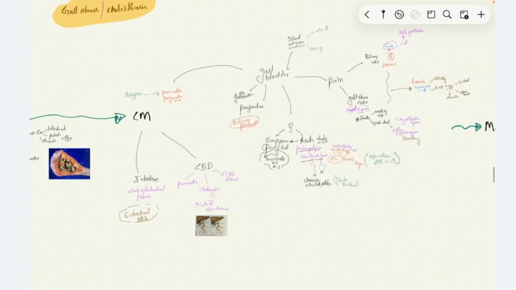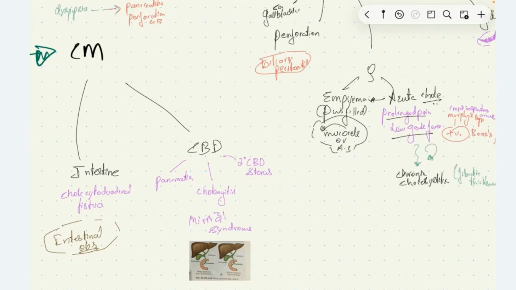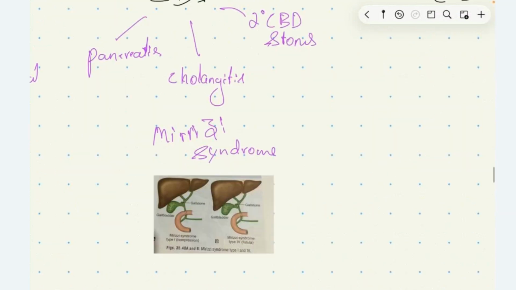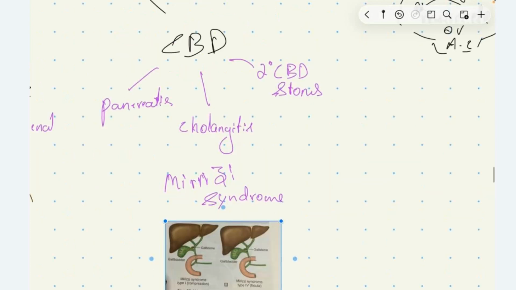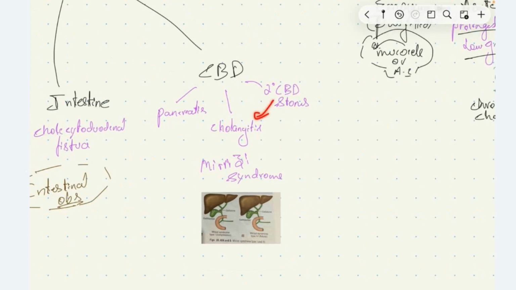The symptoms, clinical manifestation related to common bile duct. These gallstones can secondarily migrate toward the common bile duct and cause secondary CBD stones, that is choledocholithiasis, and after CBD stones, it can lead on to cholangitis, that is inflammation of bile duct.